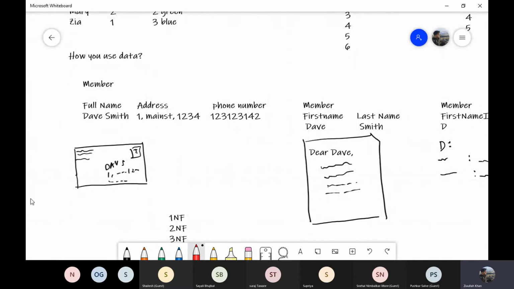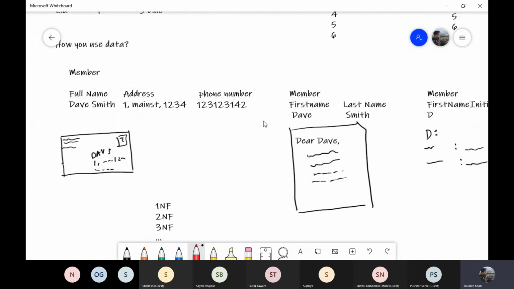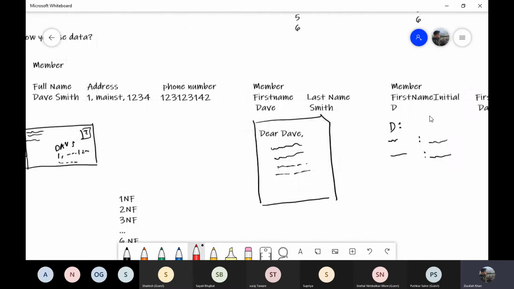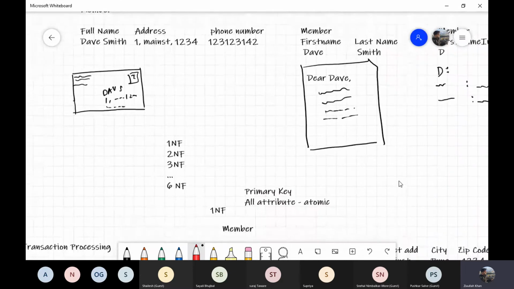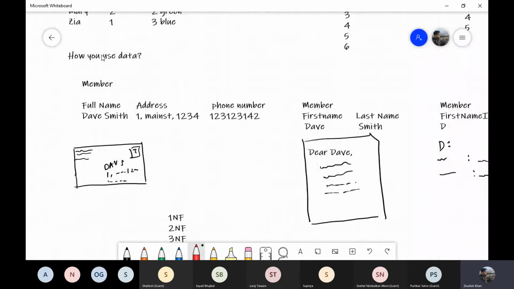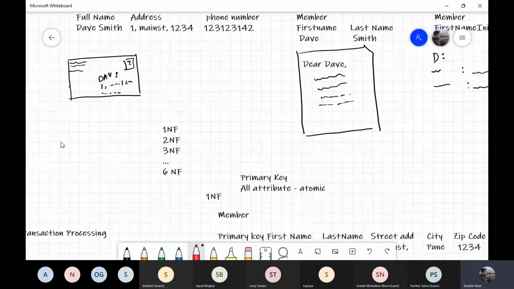Depending on how you want to use the information, it is okay to store full name or divide it into first name and last name, or the first name initial and first name as a separate column. It all depends on one question, and that is how do you want to use the data.